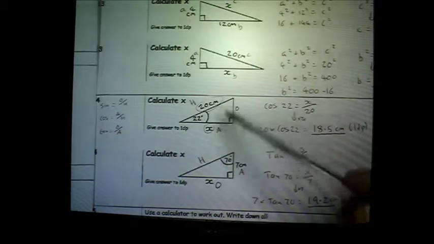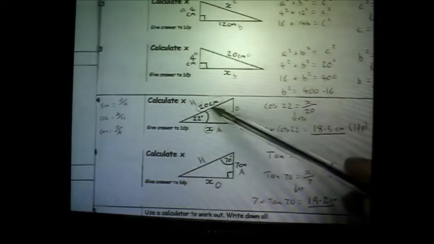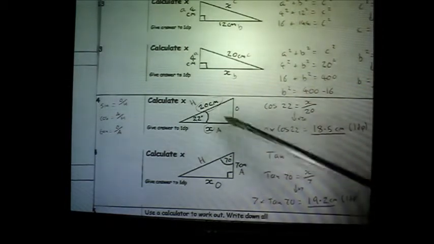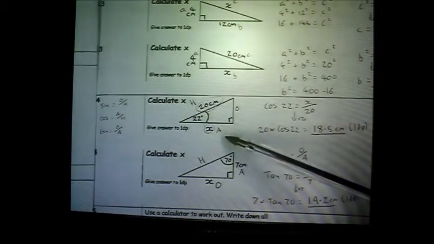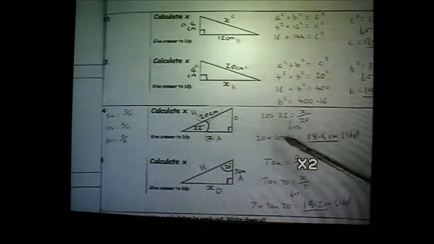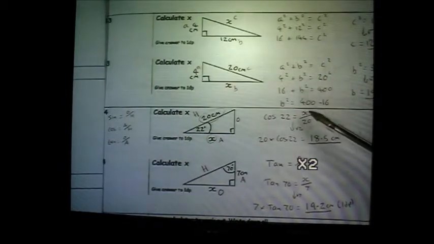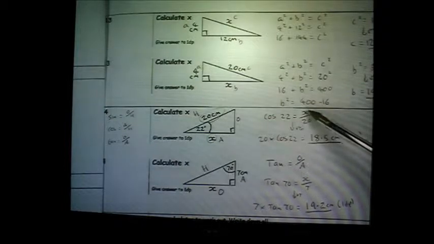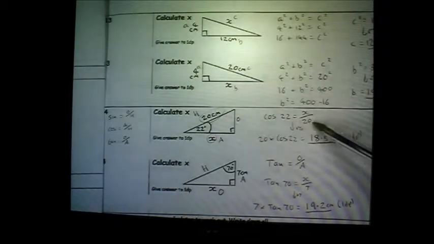What 2 sides are you interested in? Well, that one because I know it, and that one because I'm trying to find it. So it's the hypotenuse and the adjacent. So which one of these has got hypotenuse and adjacent in? It is cos. So we're going to use cos for this. So what you do is just cos the angle. So cos 22 equals, now the adjacent was x, that's why that's on top. And the hypotenuse was 20, that's why that's on the bottom. And you can see that comes from there, adjacent on top, hypotenuse on the bottom.